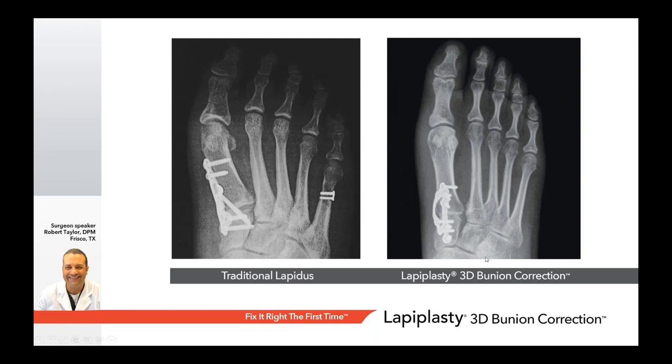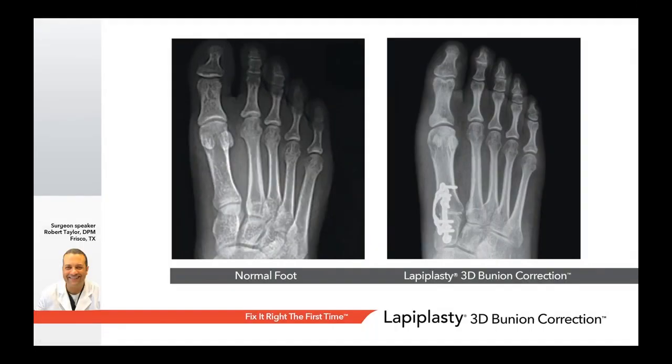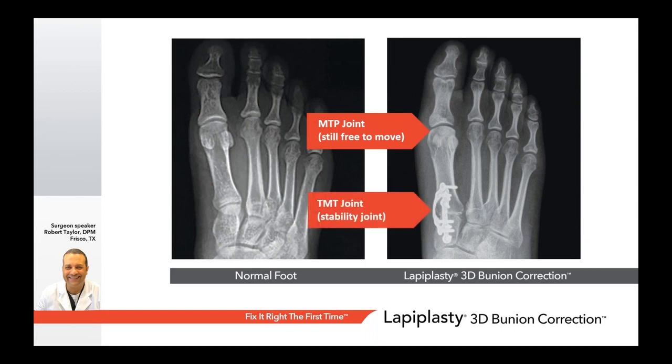Here's a normal foot, and this gives us a great picture of the restoration of normal anatomy that we expect to see when a Lapiplasty is performed. If you take away in your mind's eye the fixation on the x-ray on the right, that's a normal foot. But that was a foot that had a really bad bunion, and look how similar it looks to an x-ray of a foot of a person who doesn't have a bunion. The metatarsal phalangeal joint is still free to move, and the unstable joint that's present when a person has a bunion is now stabilized.